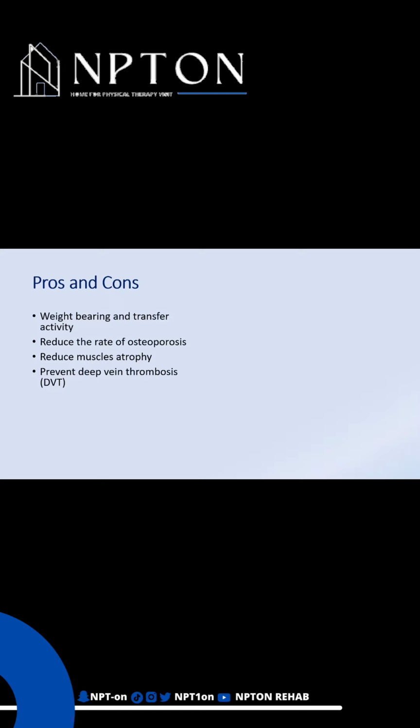Also, spasticity helps to reduce the osteoporosis. People with SCI are at risk of bone loss due to inability to do standing or walking. And muscle spasticity or muscle contraction can help to reduce the rate of bone loss after injury. Also, it helps to reduce muscle atrophy and prevent DVT.